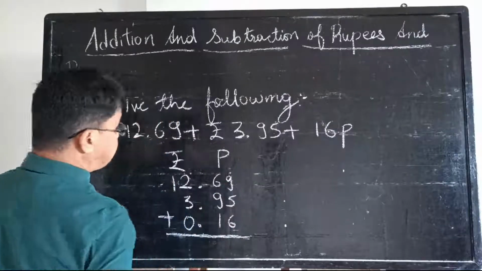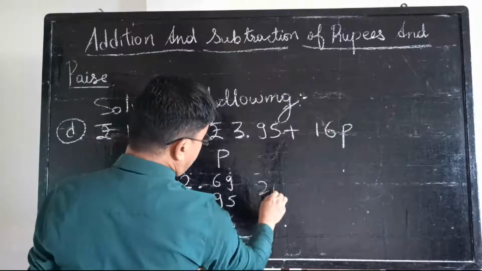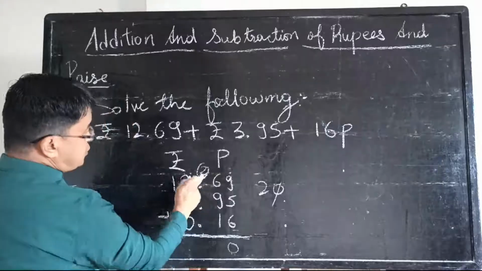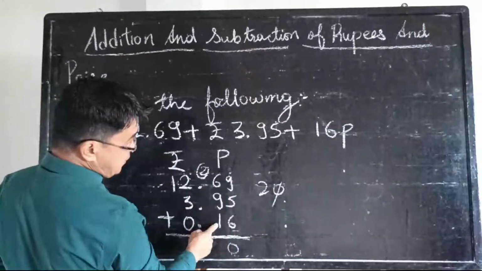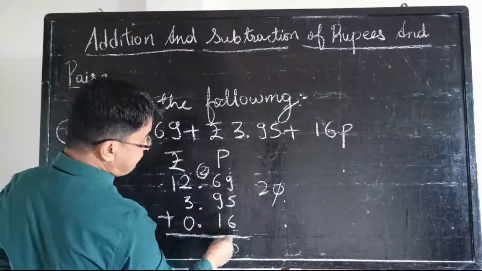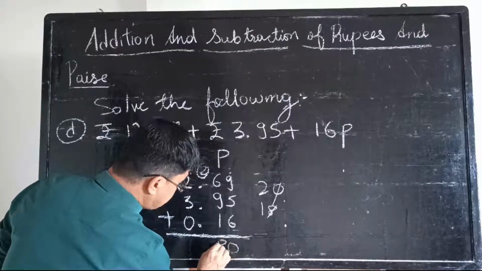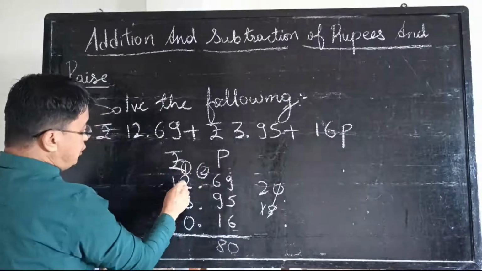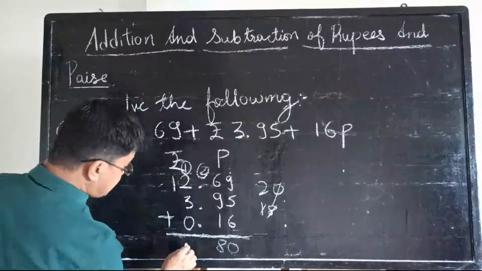9 plus 5, 14. 14 plus 6, 20. Right here, 0, carry this 2. 6 plus 2, 8. 8 plus 1, 9. 9 plus 9, 2 9s are 18. You write here 8. Now this one you have to carry here on top of 2. 2 plus 1, 3. 3 plus 3, 2 3s are 6.